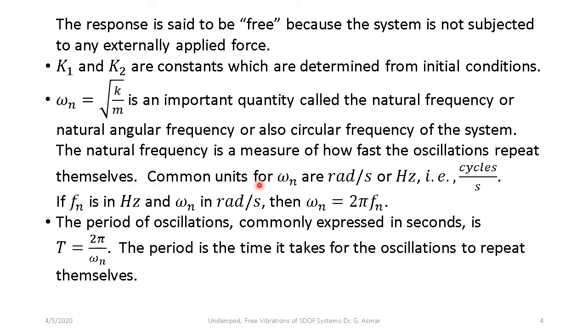Common units for omega n are radians per second or hertz. 1 hertz is 1 cycle per second. There's a relation between radians per second and hertz. If Fn is in hertz and omega n is in radians per second, then omega n is 2 pi Fn. Finally, the period of oscillations, commonly expressed in seconds, is capital T equals 2 pi over omega n. What is the period? The period is simply the time it takes for the oscillations to repeat themselves.